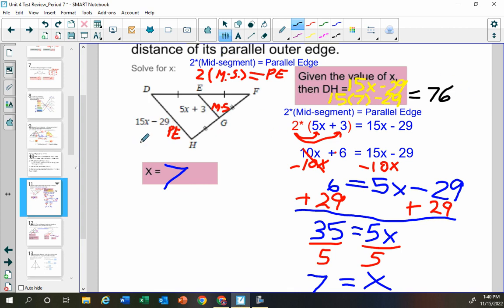76 is going to be your final answer. And if it was right, you would then know that the midsegment would be 38. And you can check it. It's 5 times 7, 35, plus 3, 38. And then 15 times 7, 105 minus 29, 76.